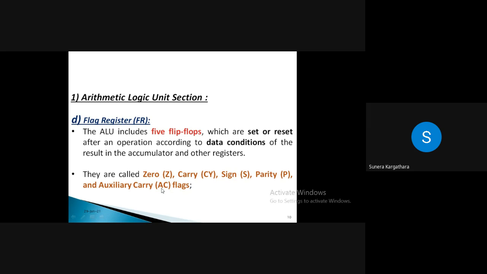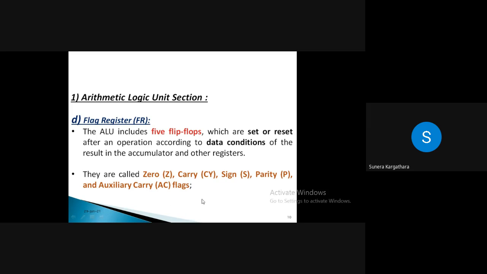But it doesn't mean that we have a register of size 5. Again, I'm repeating one more time: your flag register is 8 bits because we are using an 8-bit processor. But out of these 8 bits, we are using only 5 bits, right? Now, how many flags do we have? This is the list: zero, carry, sign, parity, and auxiliary carry.